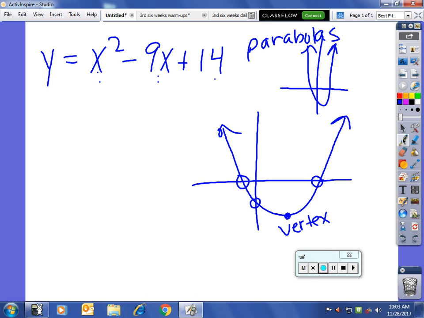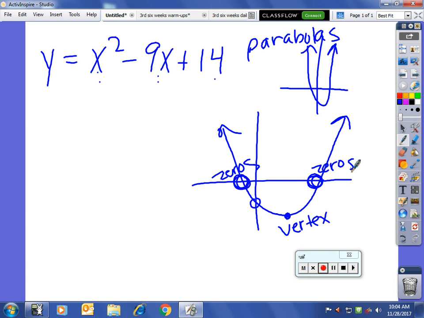Okay, so there's lots of parts to a parabola. We're going to talk about all of them. Guess what we're focusing on today? The x-axis, the x-intercepts, the roots, the zeros. That's the only part we're going to look at today.